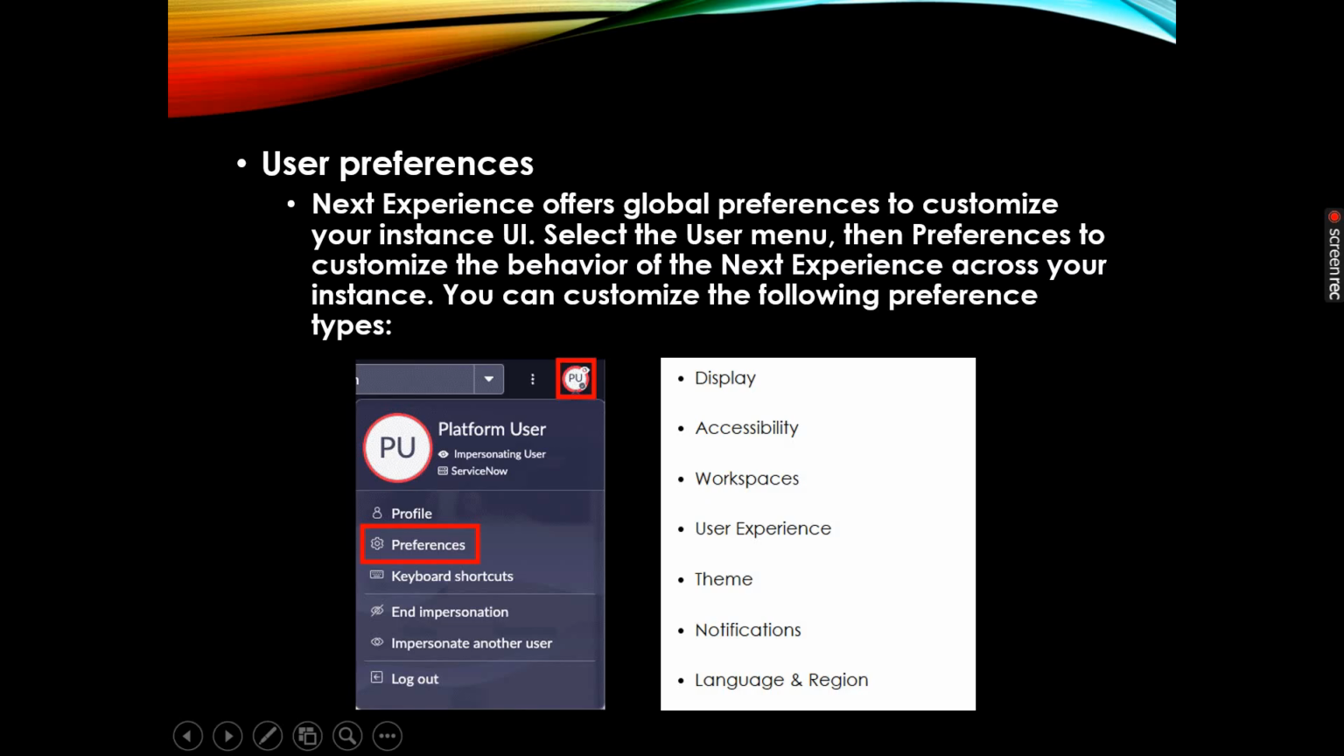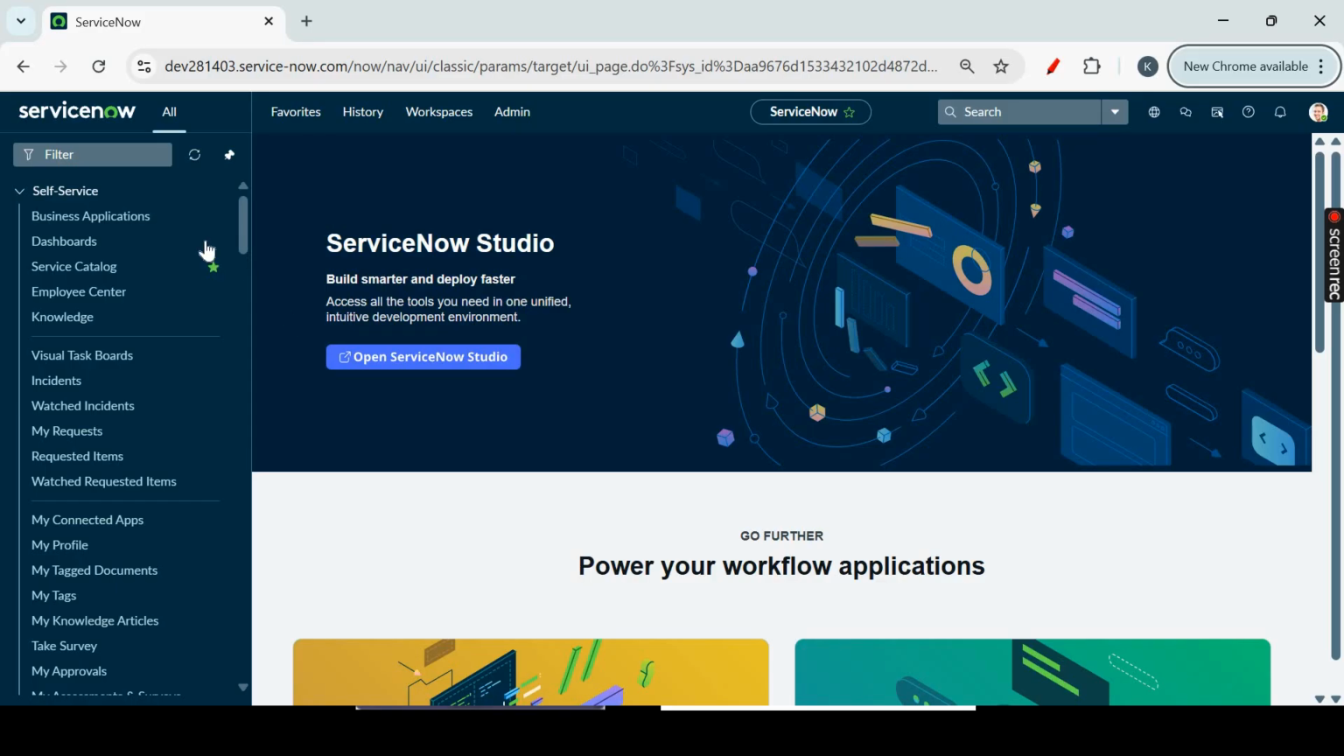As you have had a basic understanding of what is an instance and how to access a personal developer instance, this video is a very basic topic for ServiceNow beginners who just started their ServiceNow journey. The next experience which we discussed in the previous video offers global preferences to customize the instance UI. In the user menu, the preferences you can customize change the behavior of the next experience across the instance. As mentioned in the slides, you see display, user experience, themes, notifications, and all those things. I'll be explaining one by one as a demo.